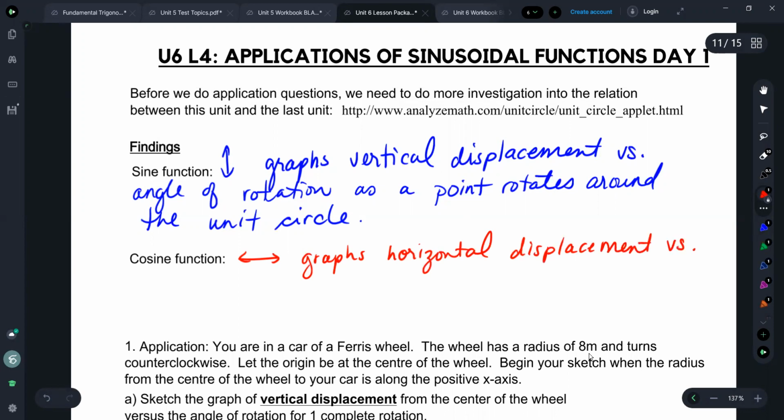And I'm just going to say versus, and then we're going to say ditto, versus angle of rotation as the plane rotates around. Okay, and maybe we can just remind ourselves sine theta is y over r, so it deals with the y coordinate. Cos theta is x over r, so it makes sense that cosine would be dealing with horizontal if cosine is x.